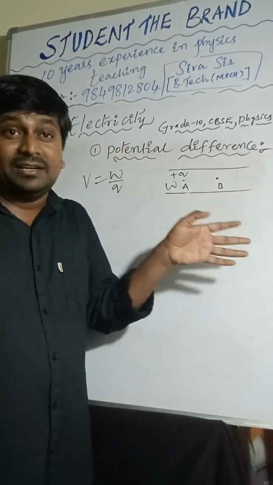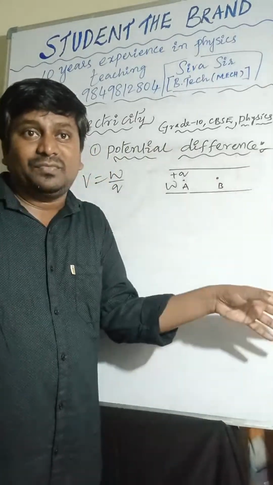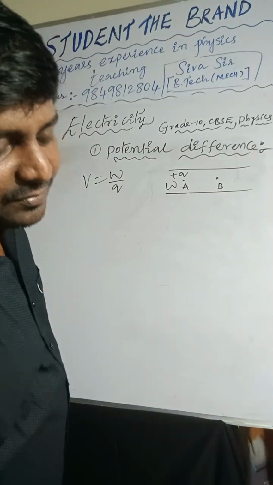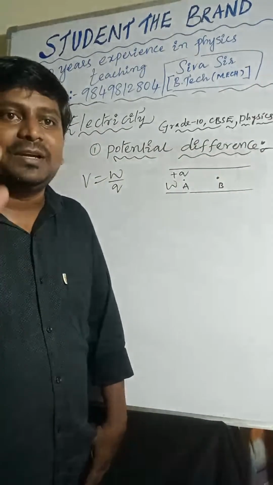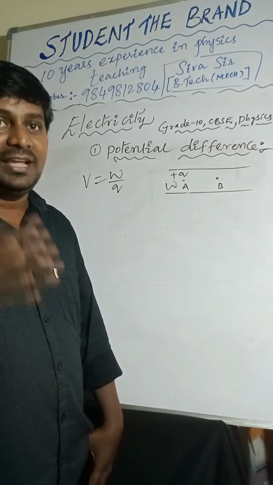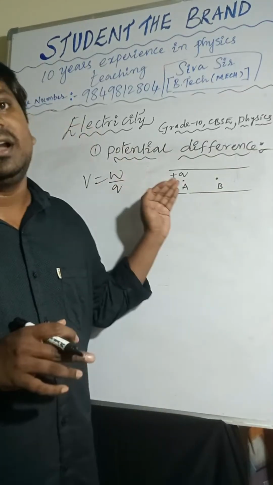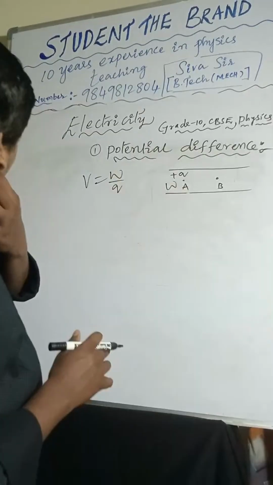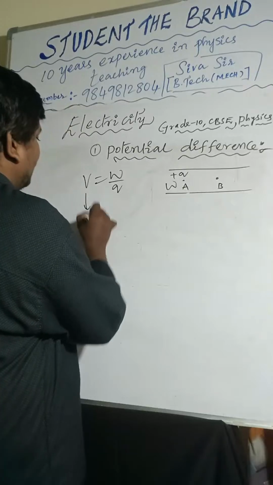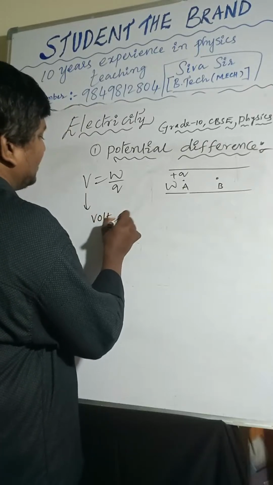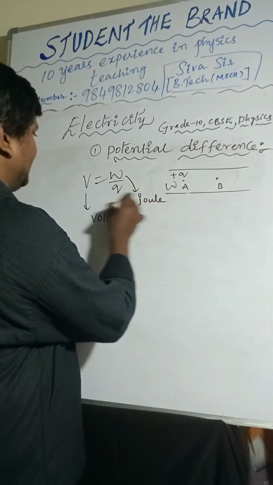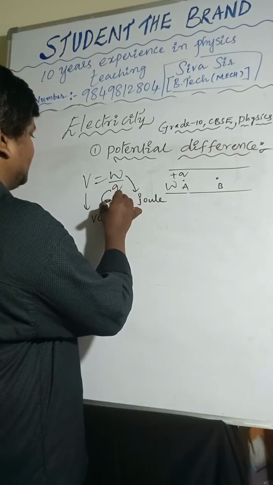The potential difference is equal to the work done to bring a unit positive charge from point A to point B, that is V equal to W by Q. The SI unit of potential is the volt, the SI unit of work is the joule, and the SI unit of charge is the coulomb.